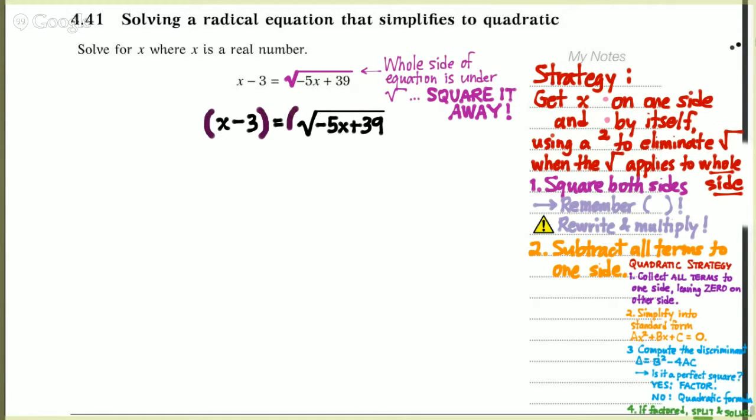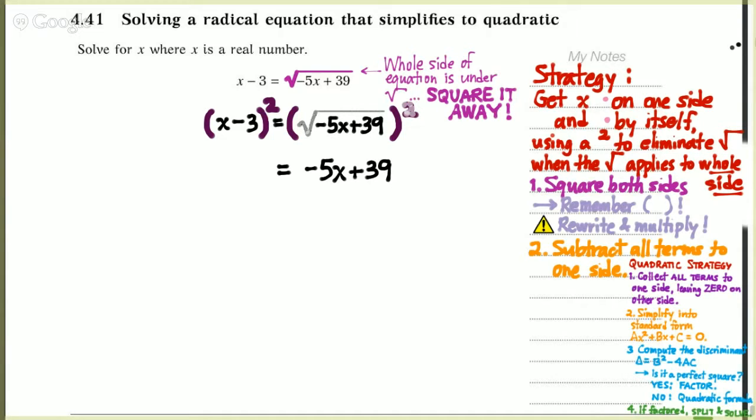Just raise both sides to the power 2. On the right-hand side, that's just going to make that square root go away. The square root and the square are just going to nullify one another and leave us with just minus 5x plus 39. Great. The radical is gone. We're never going to have to worry about it again.